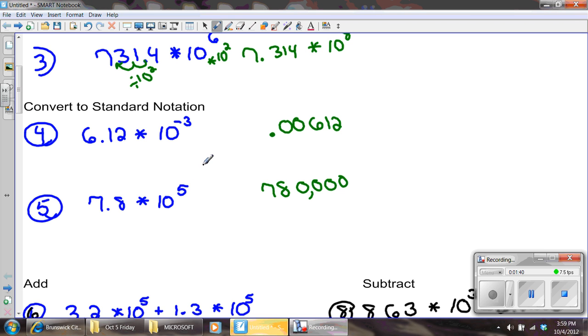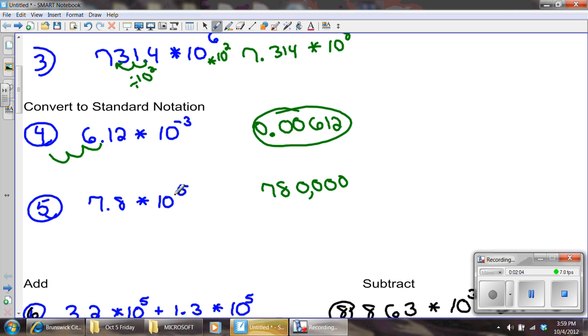Okay, there are my solutions. Hopefully you got the same thing. This 6.12 times 10 to the negative third, I have to move the decimal point 3 places. 1, 2, 3. Or in other words, I have to divide by 1,000. And so I end up with this. If you wanted a lead 0 here, you could do that. Nothing wrong there. Then on this one, I'm multiplying the number by 10 to the 5th, which is 100,000.